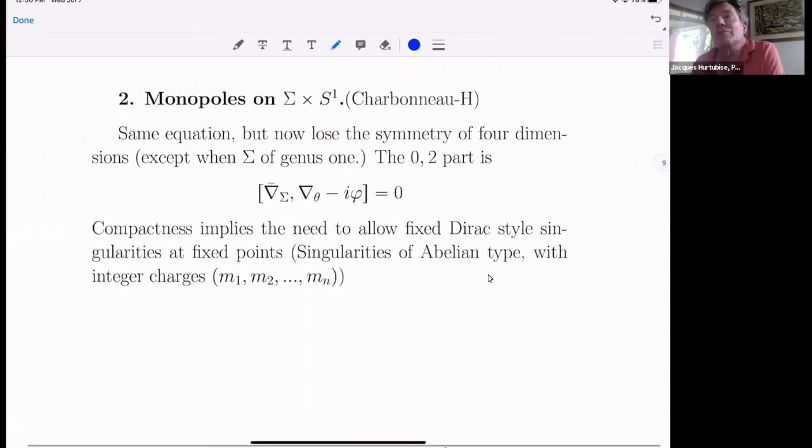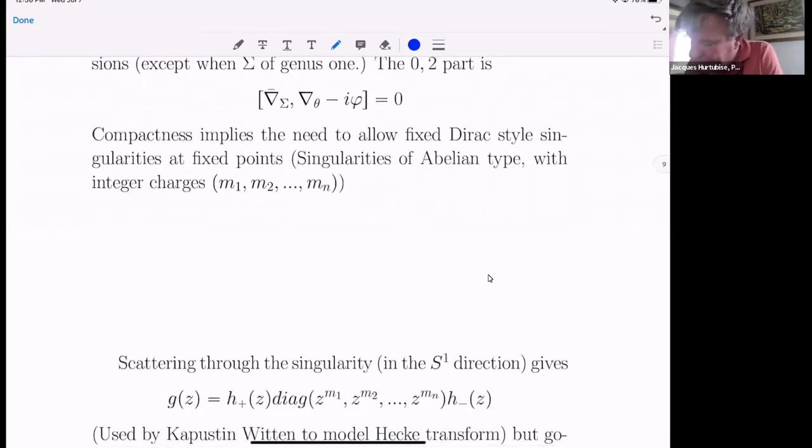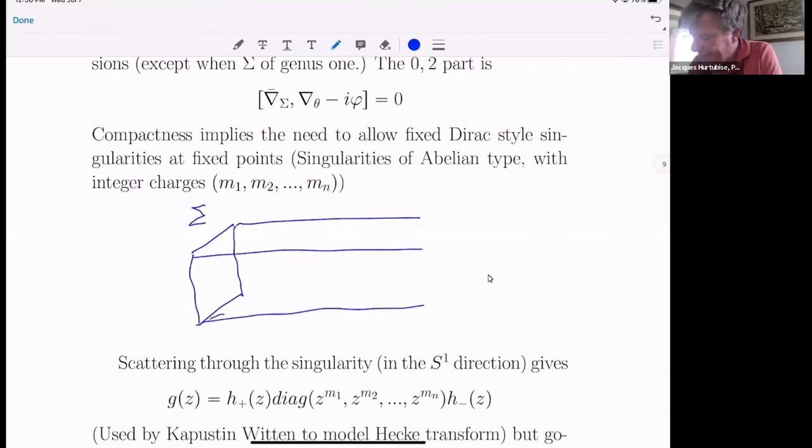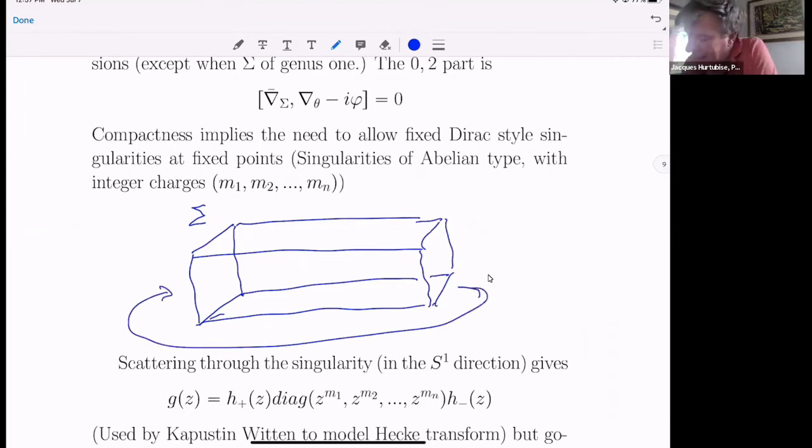Another example that I worked on with Charbonneau a while back was monopoles on a Riemann surface cross the circle. So here again, you'll have a Riemann surface sigma, which I'm going to draw as a little plane here. And you've got a circle, which unfortunately I'm going to draw as a segment, but morally you're taking this end and gluing it back to here. And this is a compact manifold.